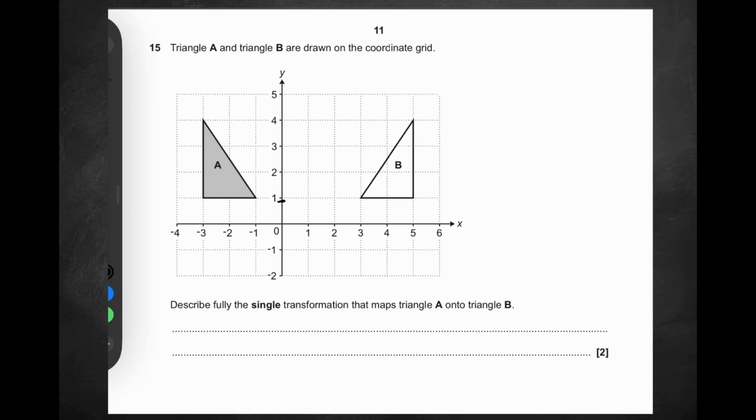All I'm going to do is count the squares from here to here to see where that point is translated from. So it's 1, 2, 3, 4 squares, which means the reflection happened after 2 squares, in the line x equals 1. Reflection in the line x equals 1.